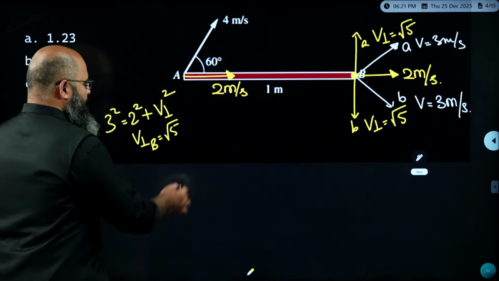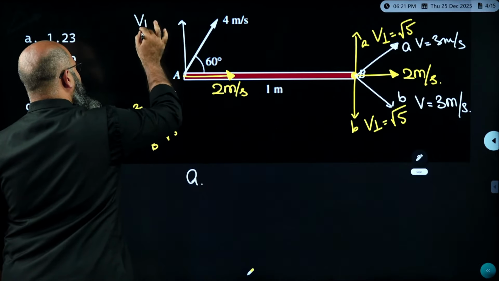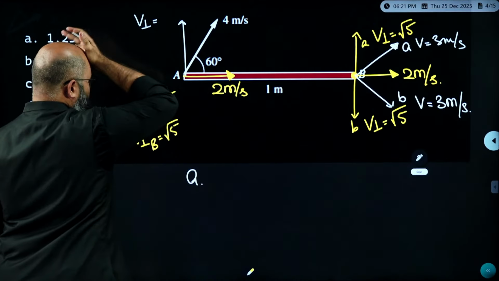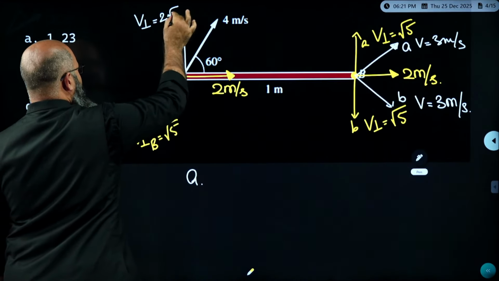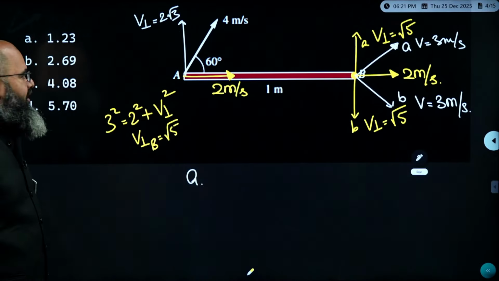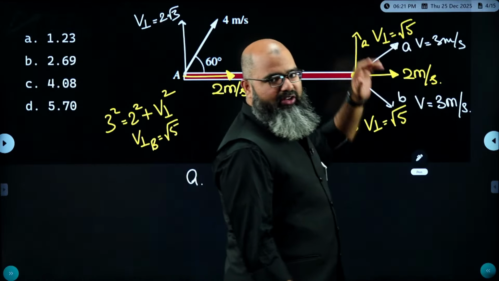Now let us say A bit. If I take A bit over here, bear in mind this perpendicular component is equal to how much? V sin 60, that is equal to 2 root 3. Now A bit, I am solving for A bit. My velocity perpendicular over here is 2 root 3. My velocity perpendicular over here is root 5.